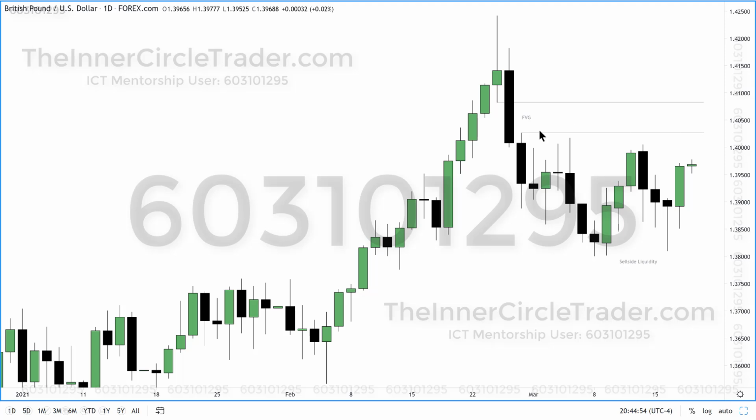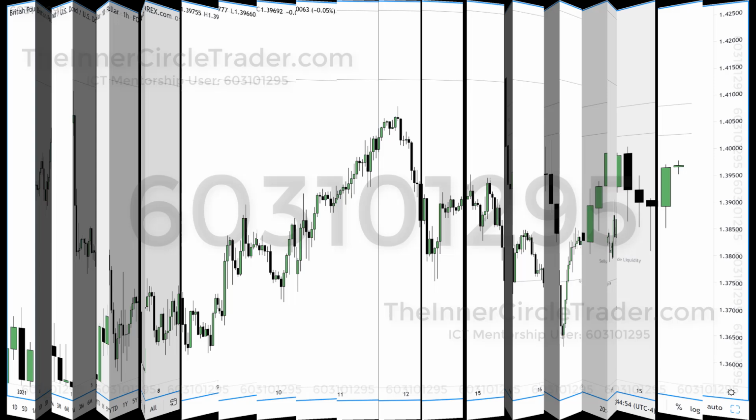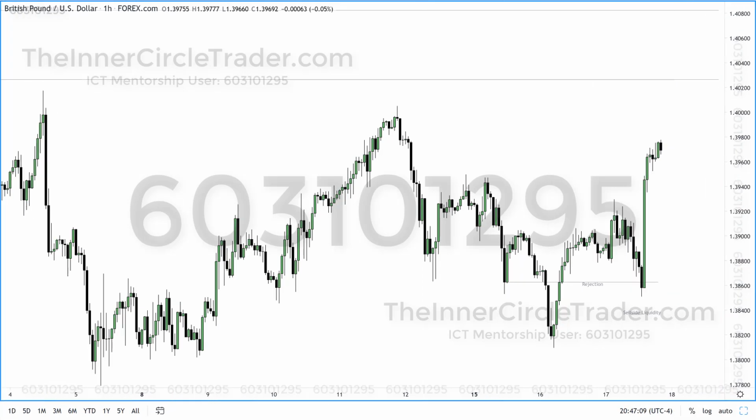Short-term bias for cable, I think, is reasonable for this daily fair value gap. If we lose Wednesday's low, the sell side liquidity here is going to be the objective. Pound dollar hourly chart. You can see they had a rejection block here, extending out in time, hits that. Now again, sell side liquidity rests below here, and we have buy side above here, and that's the fair value gap on the daily chart, those discount to premium levels relative to its daily time frame.